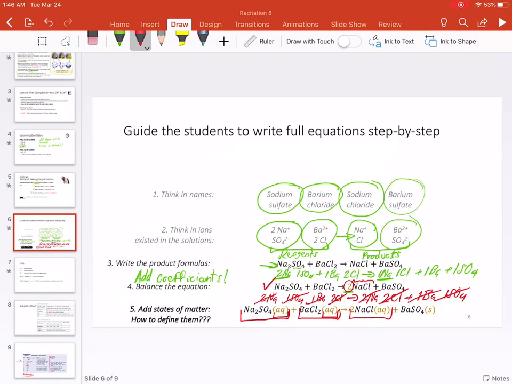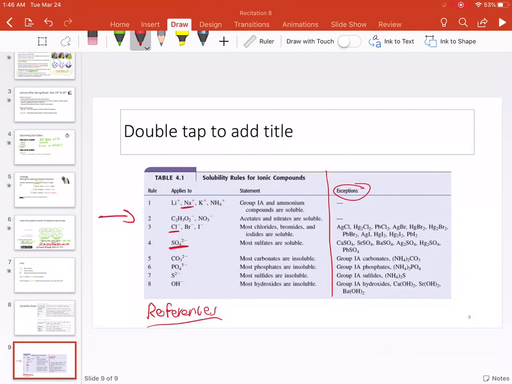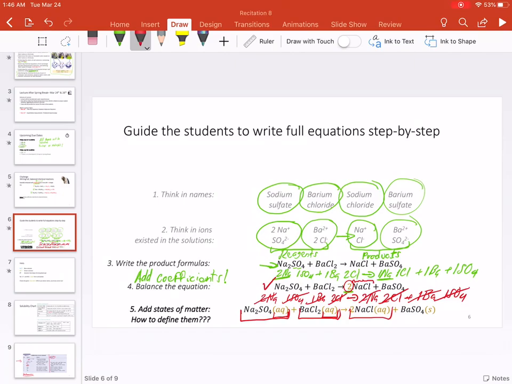Now let's go with sodium chloride. It should be easier for you guys to see that since this is just like table salt, it will be soluble. But anyways, let's take a look at the table. Sodium, group 1A, and ammonium compounds are soluble. Chloride in this case, most chlorides, bromides, and iodides are soluble, and you don't see in this case sodium anywhere. Therefore, this is soluble as well. So, aqueous state.